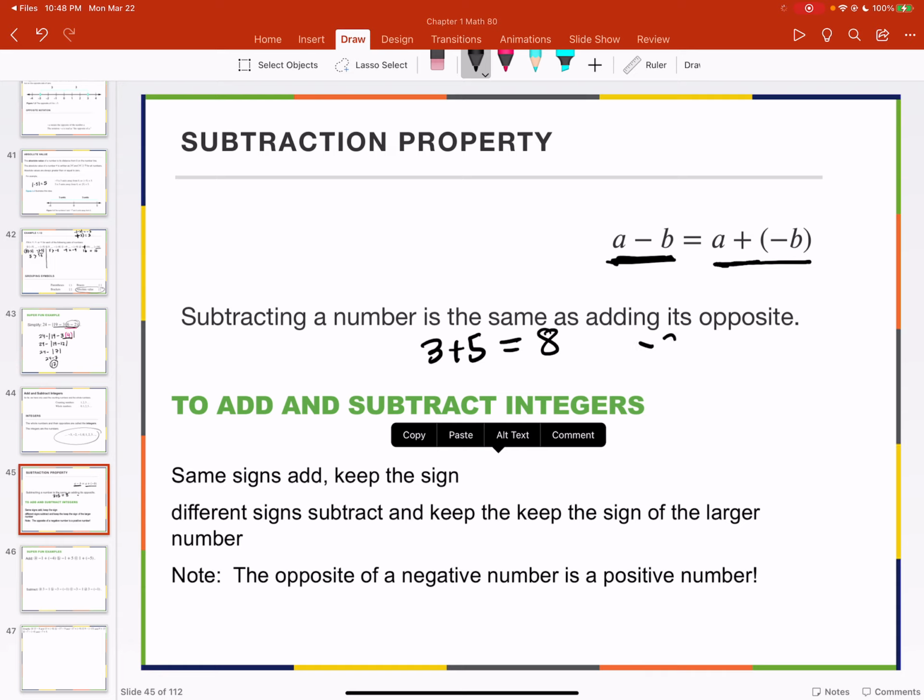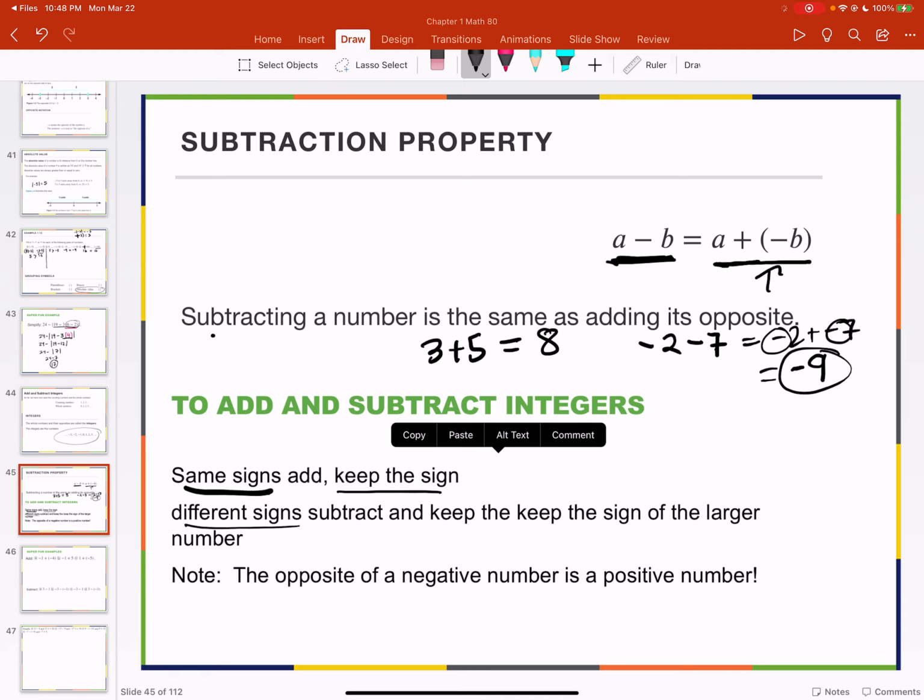So let's do another example. -2 minus 7. That's equivalent to adding -2 plus -7. So you add these two numbers. They're the same sign. I can add them together, but I keep the sign, so it's -9. Okay, so same signs add, but you keep the sign. And now if you have different signs, you subtract.